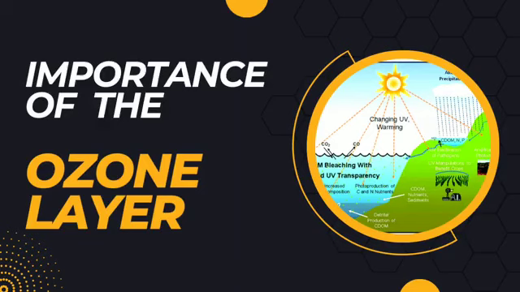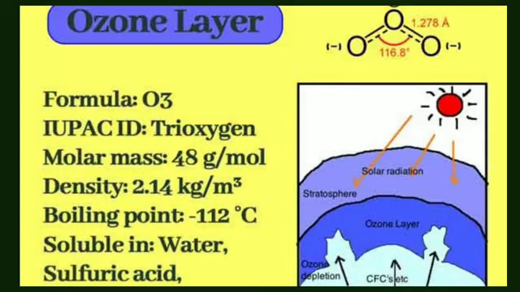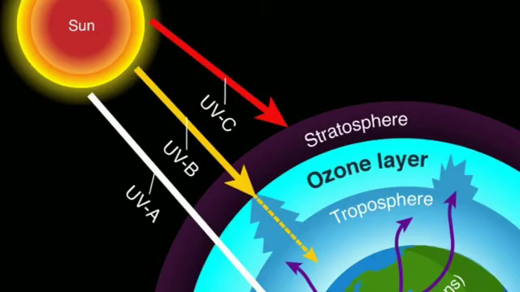Importance of the ozone layer. The ozone layer is a thin layer of gas consisting of an oxygen compound made up of 3 atoms of oxygen. It protects life on Earth by filtering out or screening out harmful ultraviolet rays that can severely damage life on Earth. Now let us look at the causes of the depletion of the ozone layer.